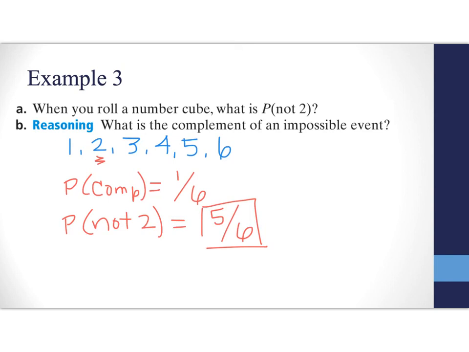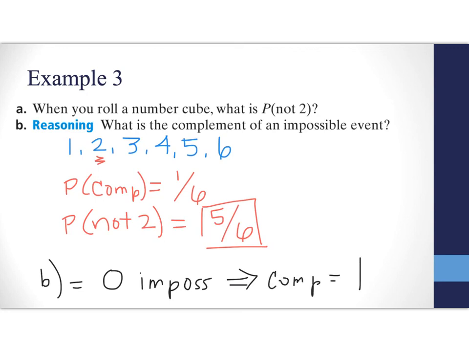Now for part B, it says, what is the complement of an impossible event? So remember, an impossible event means that we have a probability of 0. So if 0 is impossible, and we know that the complement means that it's going to happen, this tells me that my complement must equal 1, because the opposite of something not happening would be that it is for certain going to happen. So the complement of an impossible event is 1.